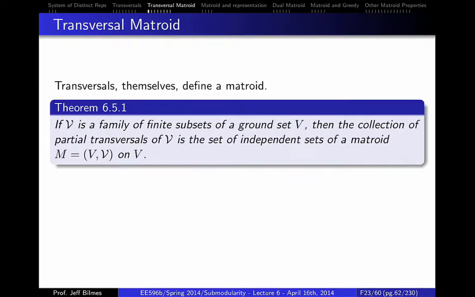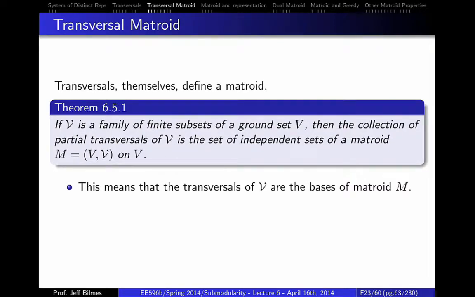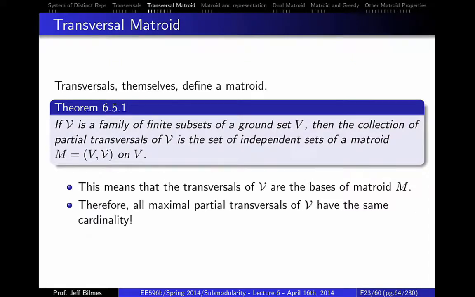Now it turns out that transversals, as some of you hinted at before, in fact do themselves define a matroid. And so if V is a finite family of sets, then if you take the set of partial transversals and include the actual transversals themselves, that actually defines the independent sets of a matroid. So the transversals are the bases of a matroid. And therefore maximal partial transversals all have the same cardinality because it's a matroid. All maximally independent sets are of the same size in any matroid.